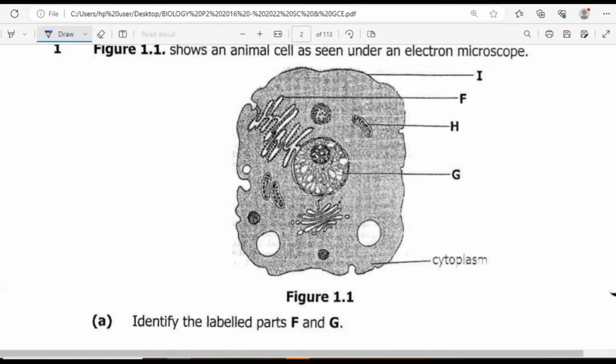Welcome, folks. In this video, we are going to focus on biology paper 2 for the year 2016, and we are dealing with a paper that was written by the internal candidates. Now, let's look at the first question.